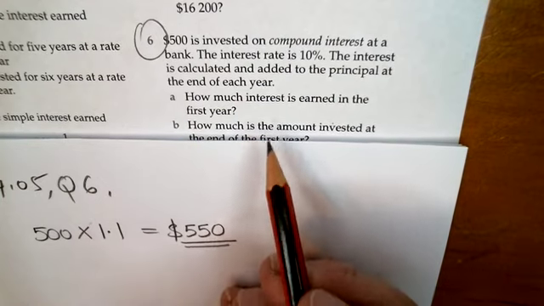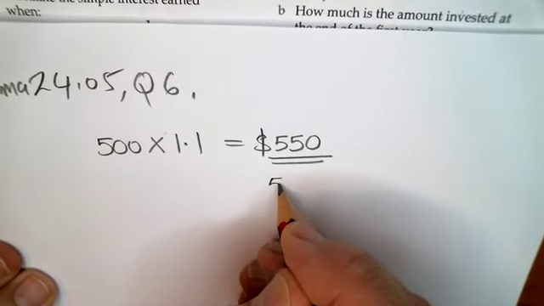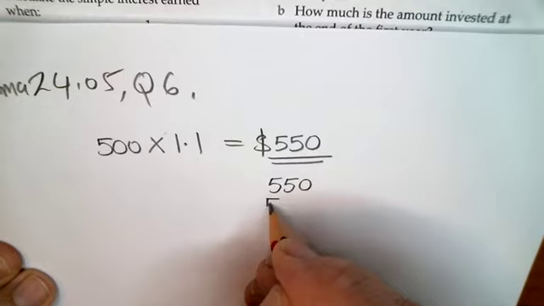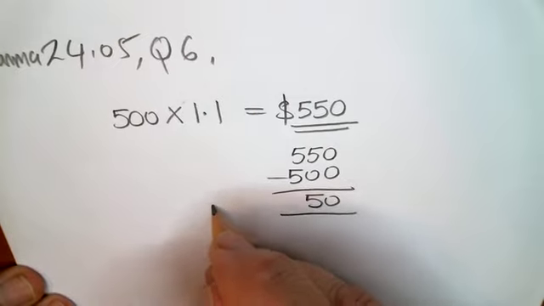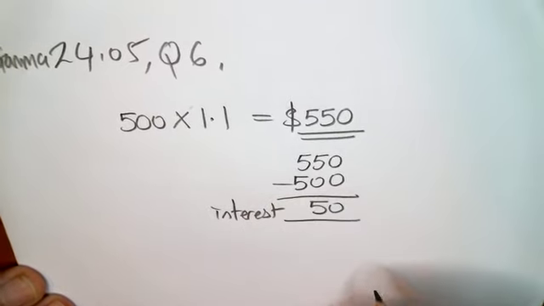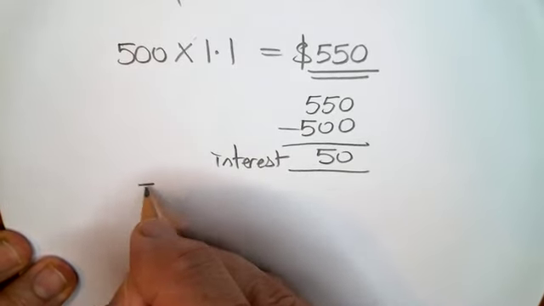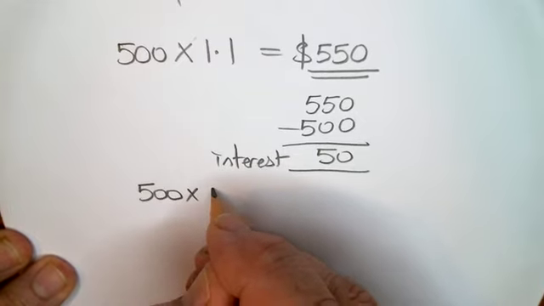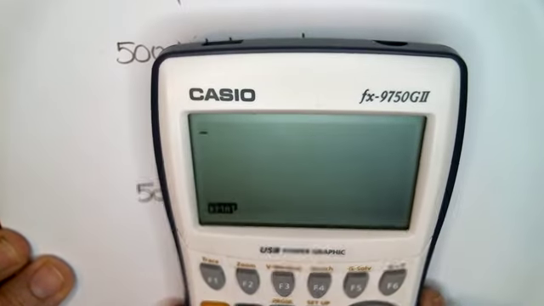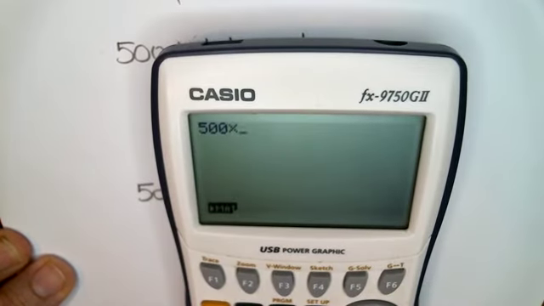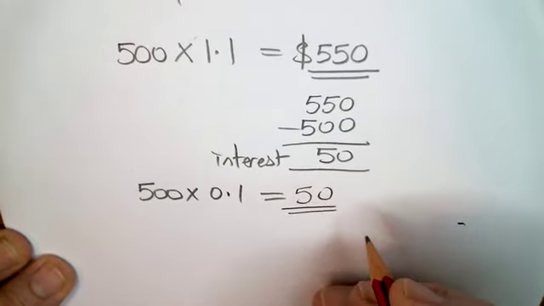The question, though, is how much interest is earned. So you could now take the 550 and subtract the 500 that you had before, and you would find you'd have $50, which is the interest. Another way of doing it is to say, well, we've got $500, and we're going to multiply that 500 by 10%, or 0.1. So 500 times 0.1, again, that's going to be $50. And that is also the interest at the end of the year.